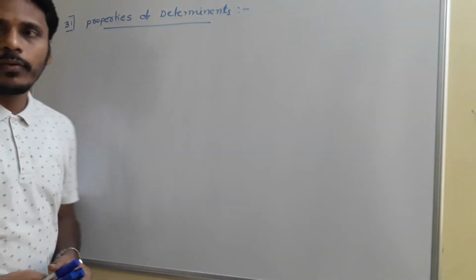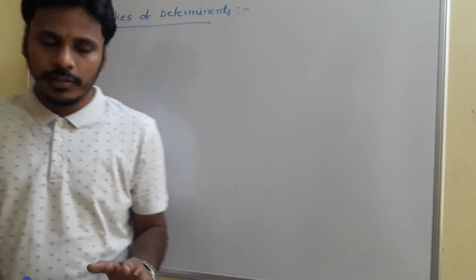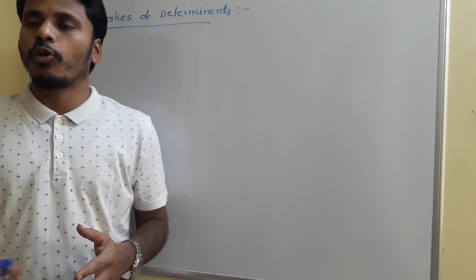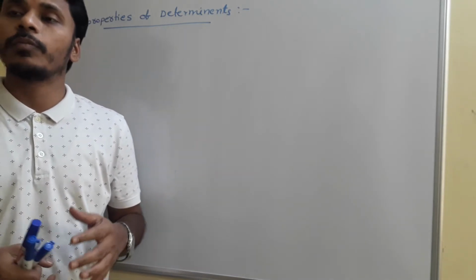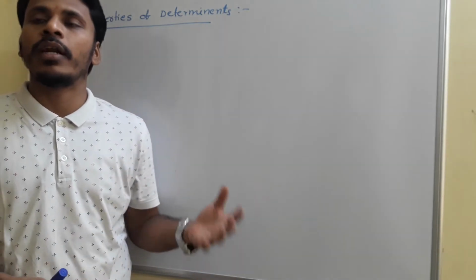Okay. 31, properties of determinants. There are many properties related to determinants which help us to find the determinant value in an easy manner.